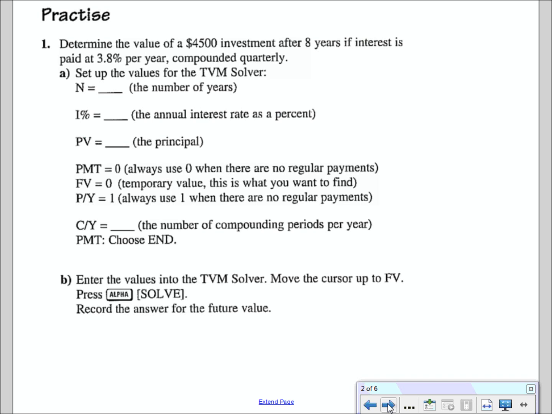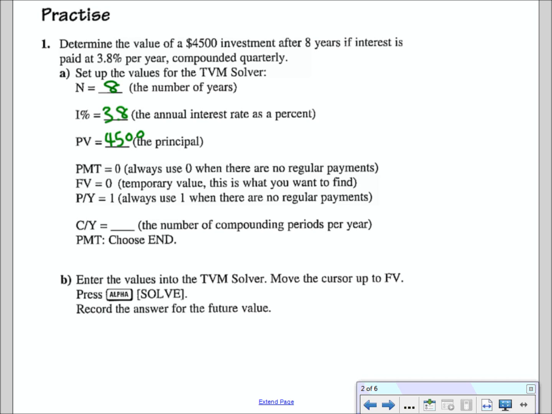Next, these are practice questions, and we're just going to do them together so we understand how we're doing them. Determine the value of a $4,500 investment after 8 years if the interest rate is 3.8% per year compounded quarterly. Set up the values for your TVM Solver. How many years is this? 8, so our N is going to be 8. What's our annual interest rate? 3.8. What is our present value, what are we starting off with? 4,500.